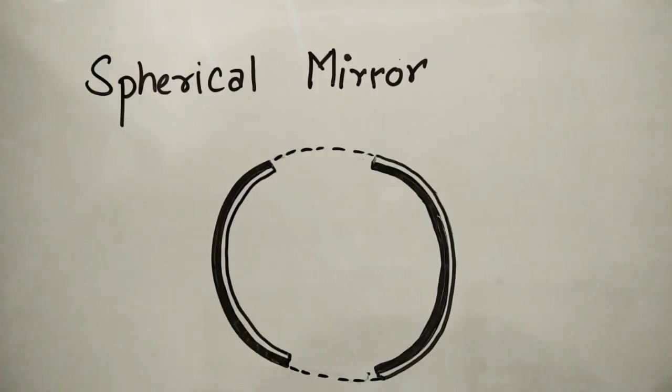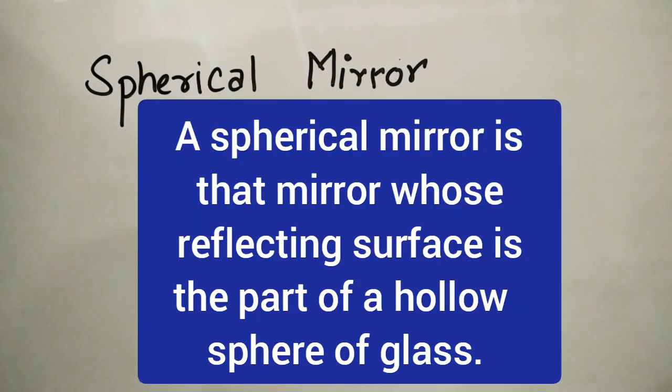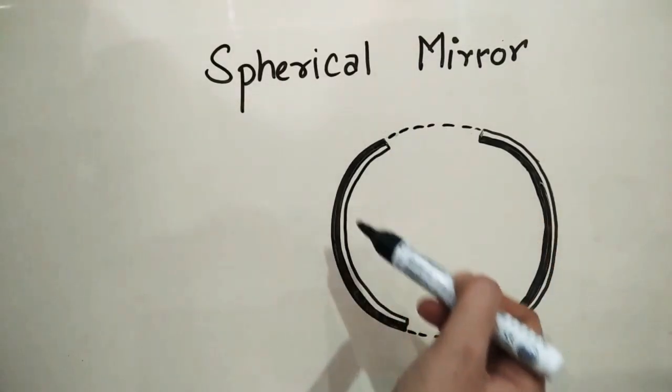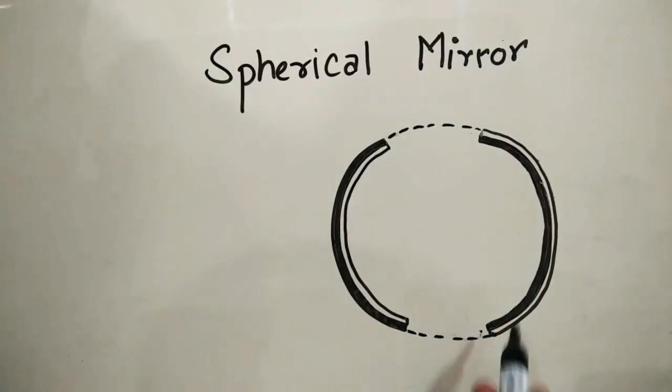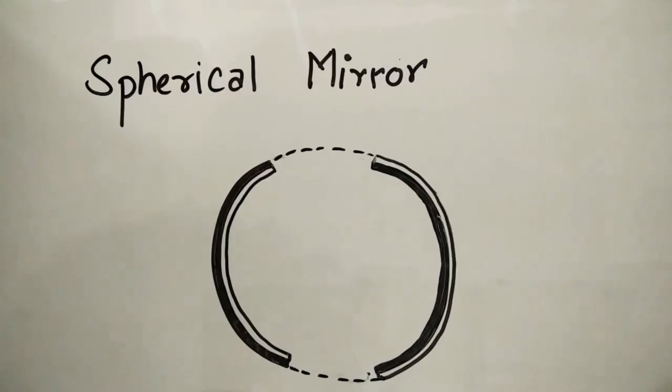In this video, we are going to discuss the spherical mirror, its types and the terms related to the spherical mirror. So, a spherical mirror is a mirror whose reflecting surface is part of a hollow sphere of glass. For example, this is a hollow sphere of glass and it has two reflecting surfaces. Now the spherical mirrors are of two types, concave mirror and convex mirror.